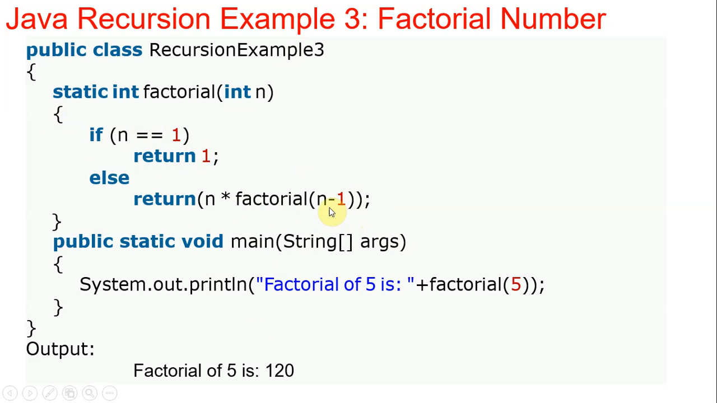So if n is equal to 1, this base condition becomes true, and it returns 1. There we can stop the recursion. Okay, so factorial of 5 is 120. The same example can be explained in a different way.